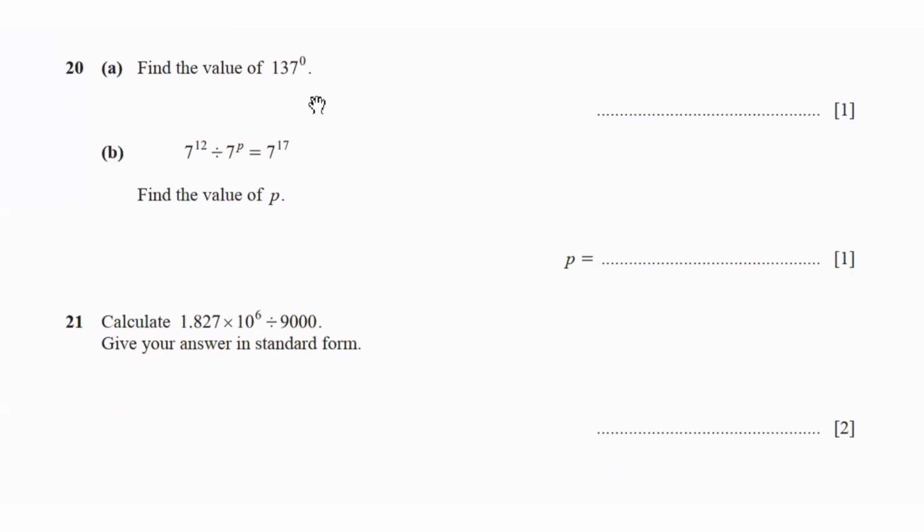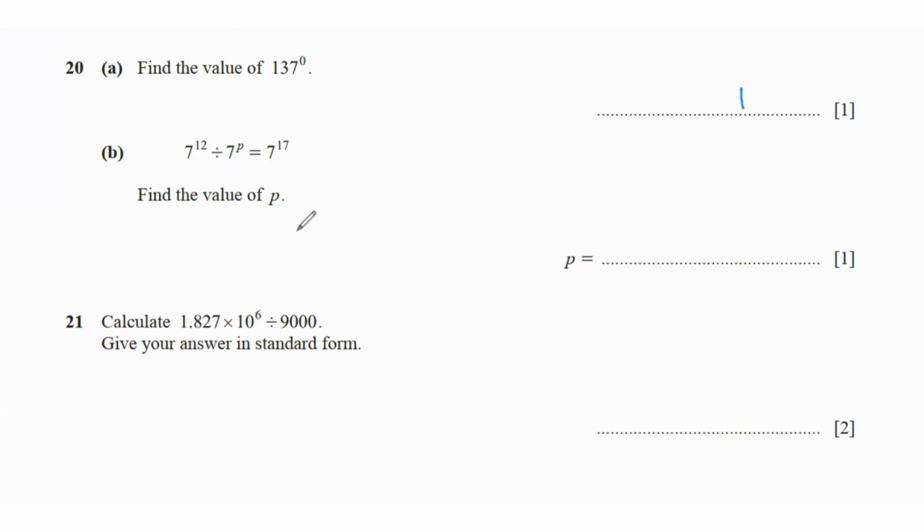Question 20 says, find the value of 137 to the power of 0. Always remember, if anything is raised to the power of 0, the value of that term is equal to 1. Then it says 7 to the power of 12 divided by 7 to the power of p is equal to 7 to the power of 17. Find the value of p.